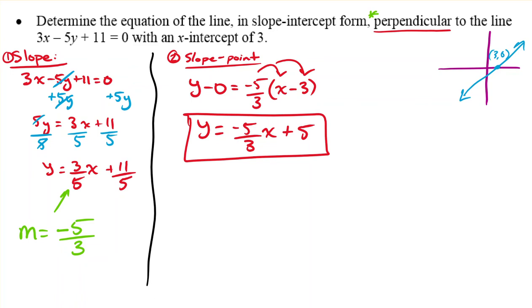So the question says determine the equation of a line in slope-intercept form. Well, this is our slope-intercept form. It has a slope of negative 5/3, good, and it has a point of (3, 0), and when we rearranged, it's telling us that we have a y-intercept of 5. Perfect.